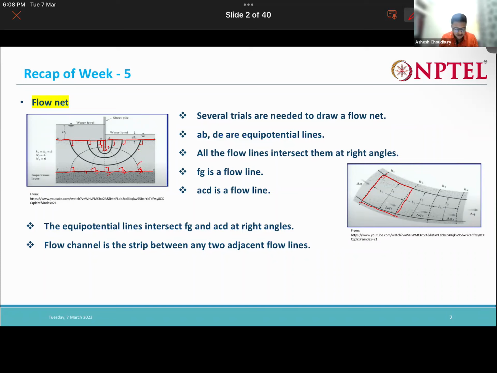Now, what is a flow channel? A flow channel is the strip between two adjacent flow lines. So these are two adjacent flow lines. This is a flow line, this is a flow line, and the space between them is known as the flow channel. Flow occurs through them, so it is known as a flow channel.